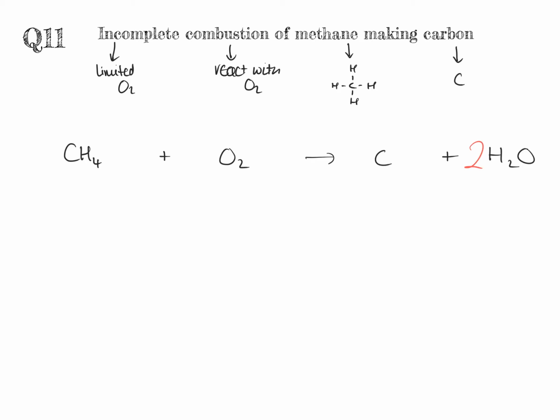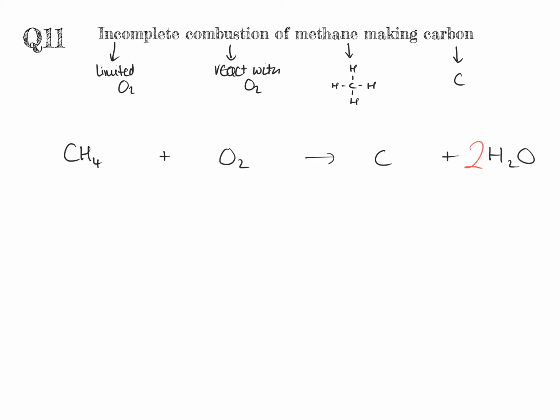So the incomplete combustion of methane for the reaction that makes carbon, so solid carbon rather than carbon monoxide, is 1 lot of methane reacts with 1 lot of oxygen to make 1 lot of carbon and 2 lots of water. Or 1 mole of CH4 reacts with 1 mole of oxygen to make 1 mole of carbon and 2 moles of water.